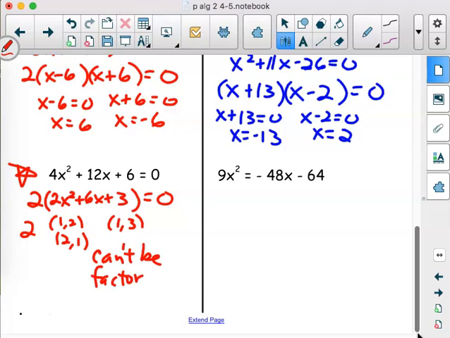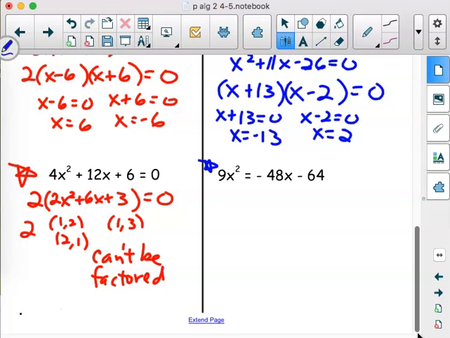Now here's why this is important. We're not done with this chapter. So we have to figure out, if it can't be factored, how could we find those zeros? How could we get them? And we're actually going to have two methods that we're going to learn in this chapter. One is called completing the square, and the other one is called the quadratic formula. So this one, right now, we would just have to write down can't be factored and move on.